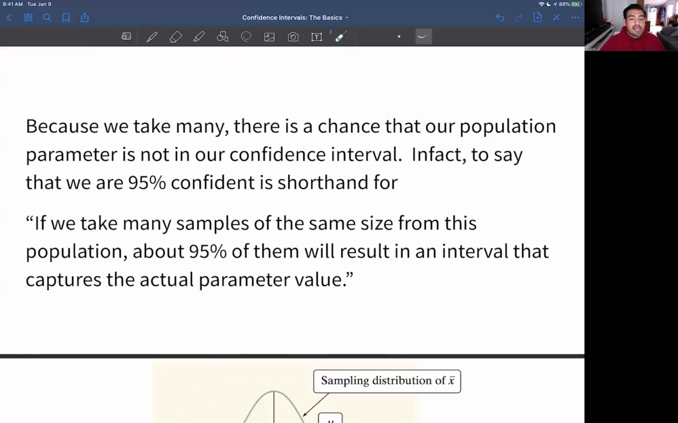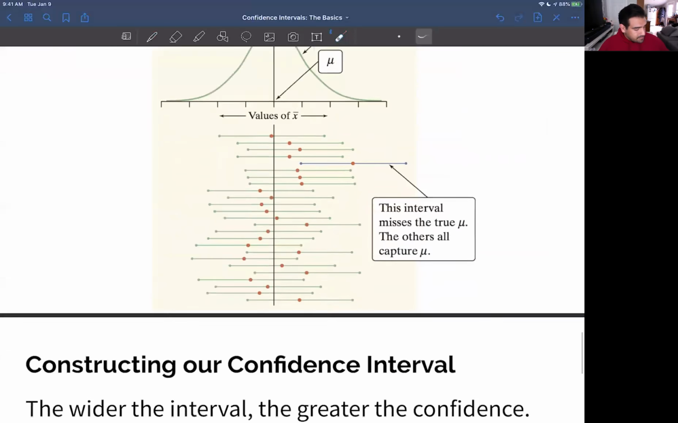If we take many samples of the same sample size from this population, about 95% of them will result in an interval that captures the actual parameter value. Now you can change your confidence level, right? You can make a 50% confidence interval, which means if you were to do this 100 times, only 50 of those confidence intervals will actually capture the true population parameter that we're looking for.